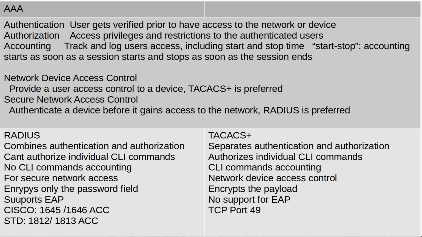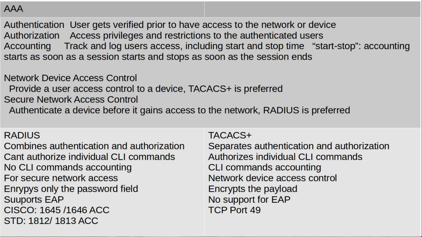And there are several differences between RADIUS and TACACS+. Both are AAA servers, but for instance, RADIUS will combine authentication and authorization in the same stage, which will make the authentication phase really slow and can fail. Whereas TACACS+ will separate authentication and authorization, RADIUS cannot authorize individual CLI commands, where TACACS+ will. RADIUS will provide no accounting for CLI commands, where TACACS+ will. And RADIUS is recommended for secure network access, whereas TACACS+ is recommended for network device access control.